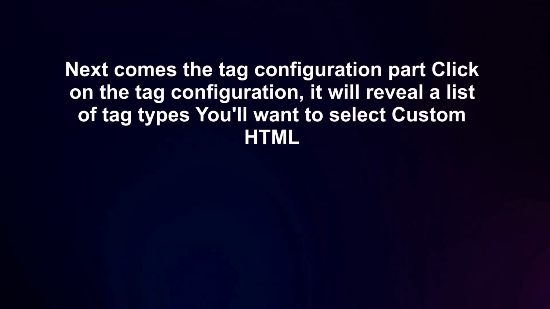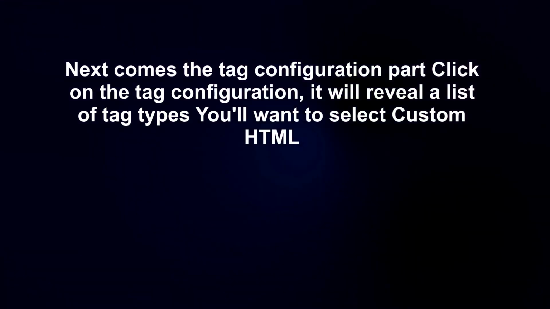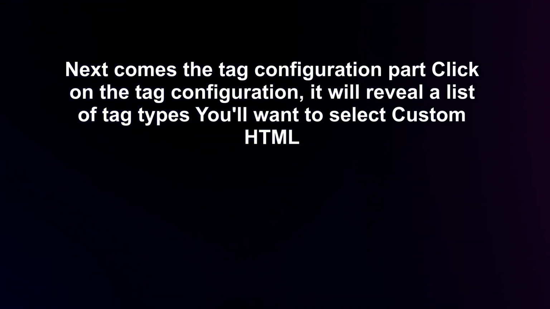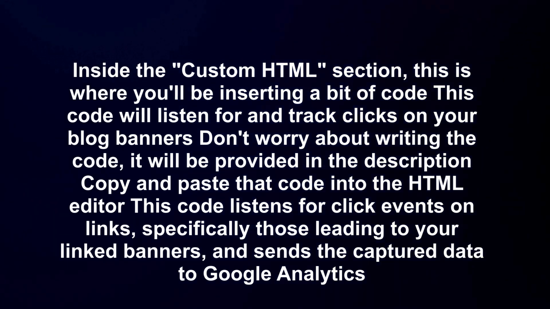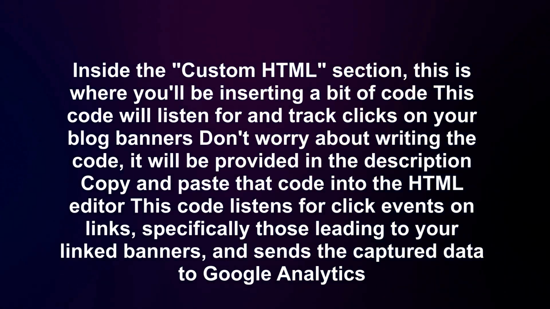Next comes the tag configuration part. Click on the tag configuration. It will reveal a list of tag types. You'll want to select custom HTML. Inside the custom HTML section, this is where you'll be inserting a bit of code.